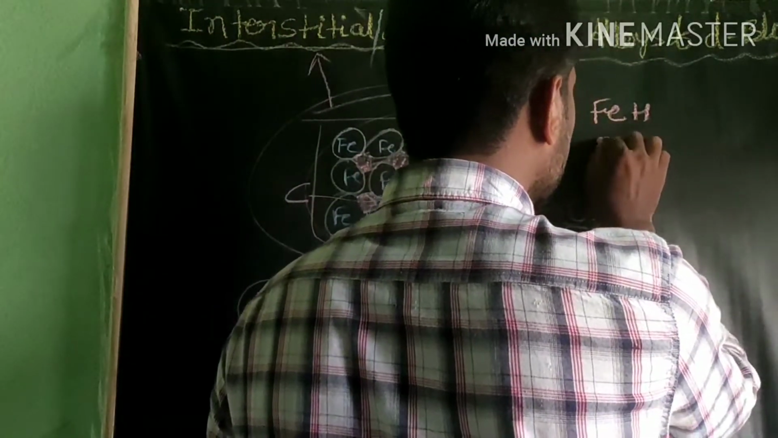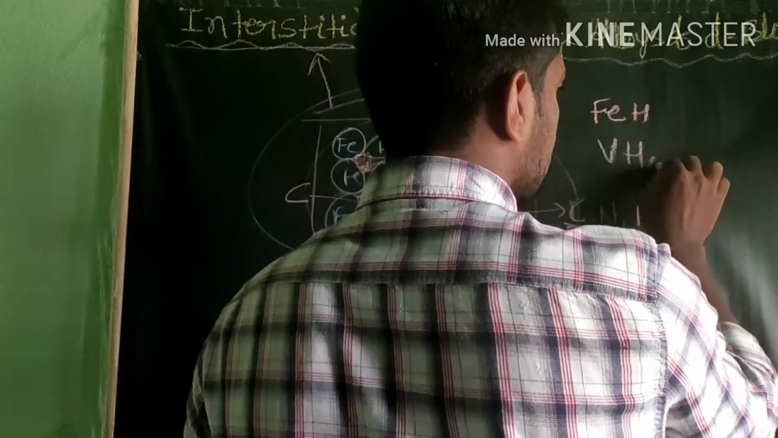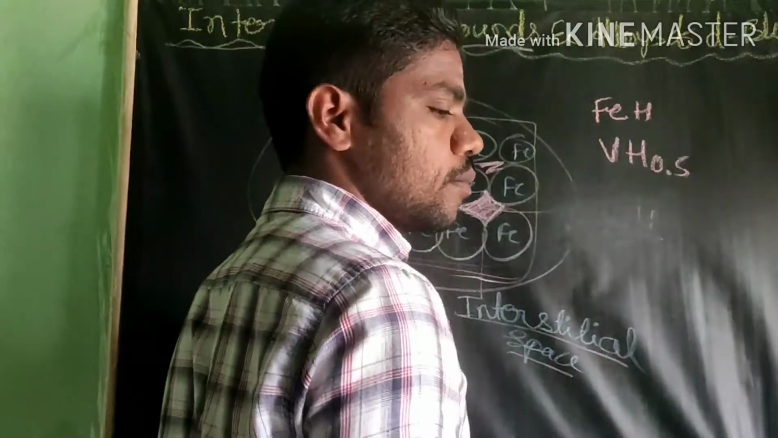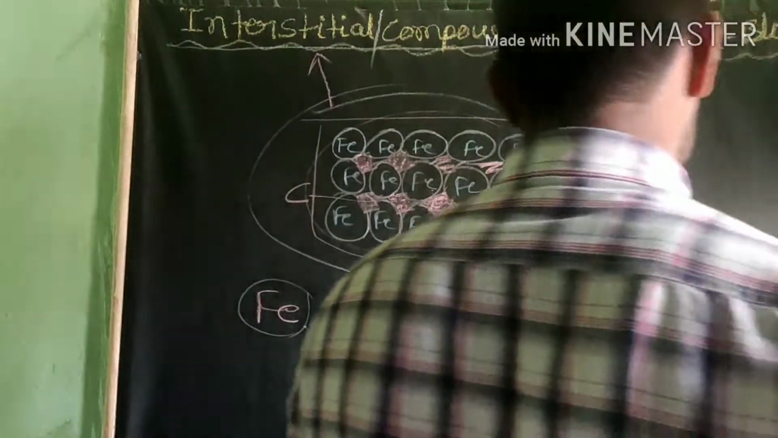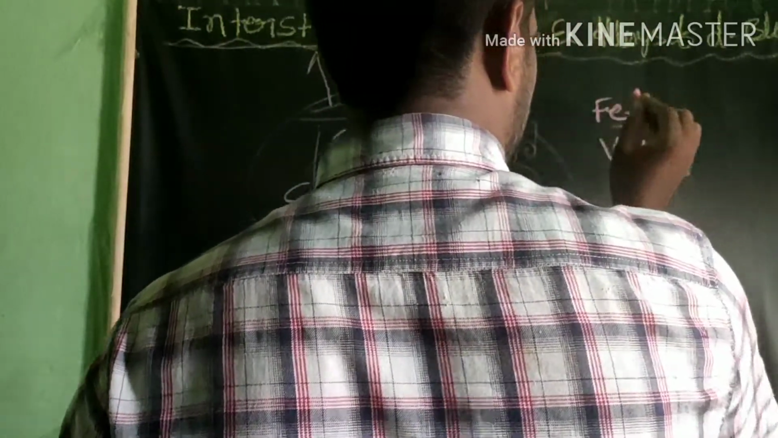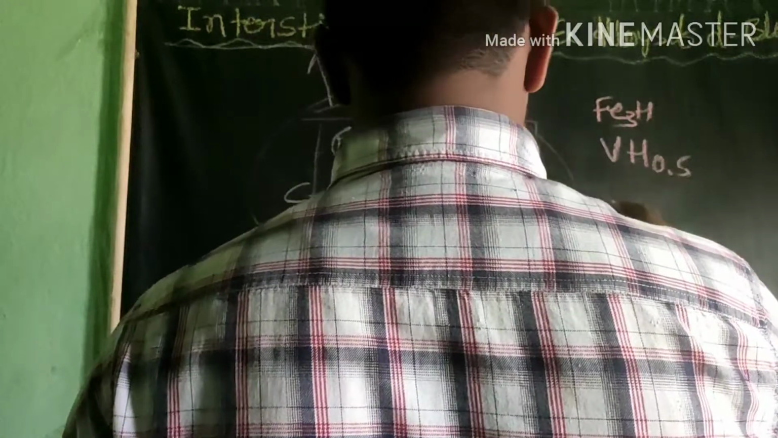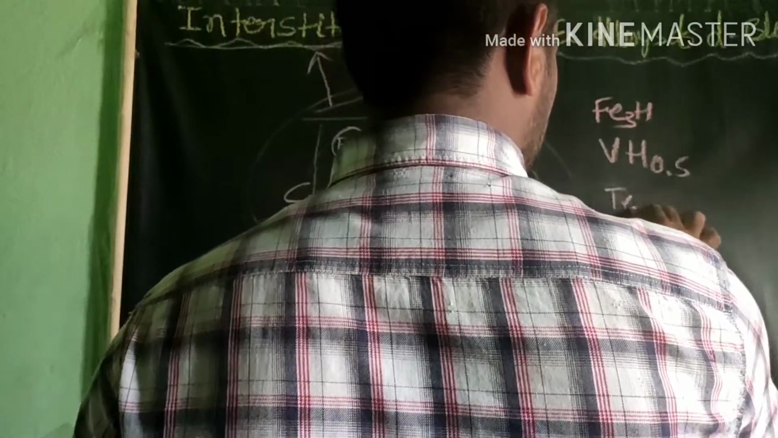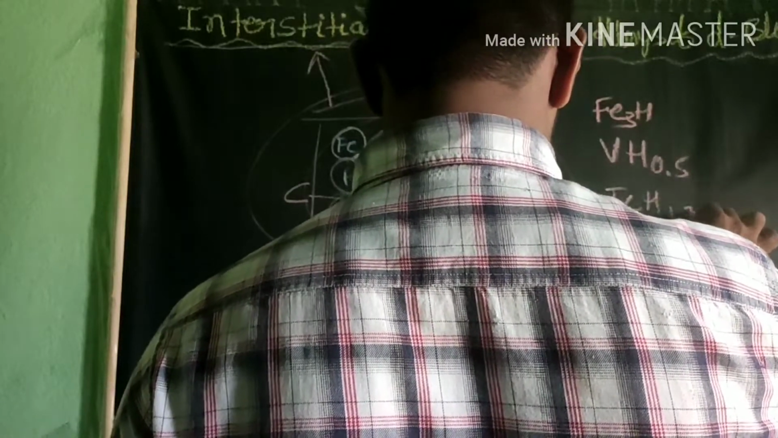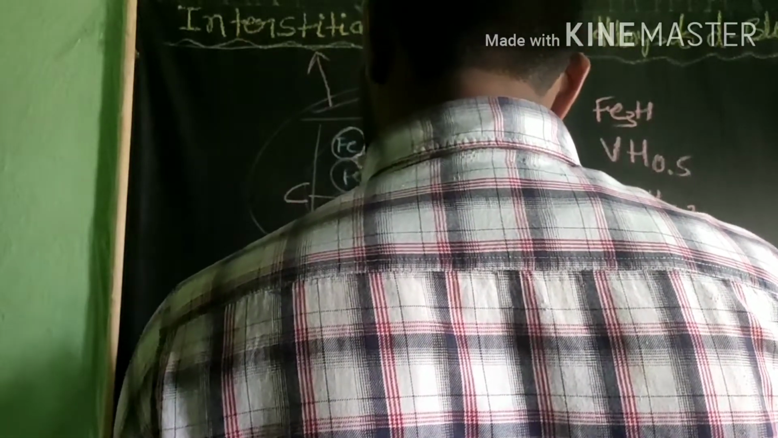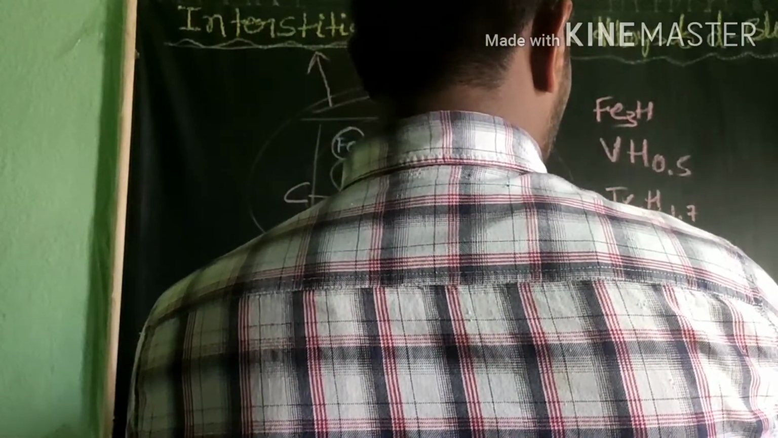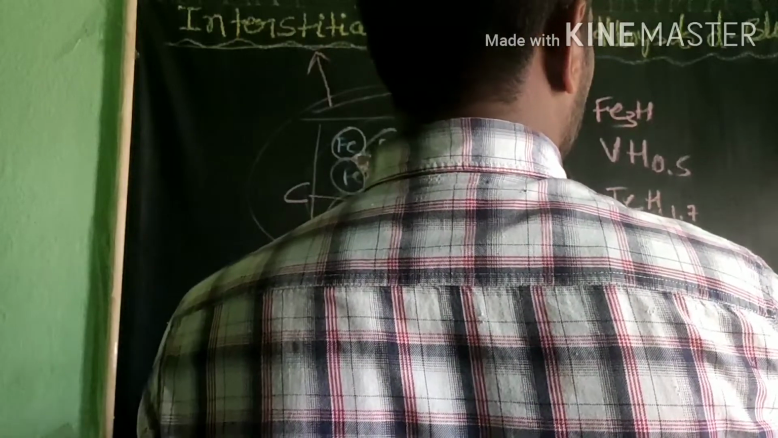Next, vanadium hydride, like this 0.5. I will tell you what is meant by this 0.5. There will be some examples I will give you, dear students. You see here, this is Fe3H, next VO5, next technetium hydride 1.7, next one titanium carbide, next one Mn4 nitrogen.